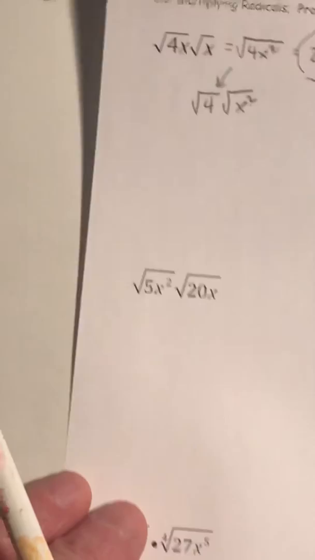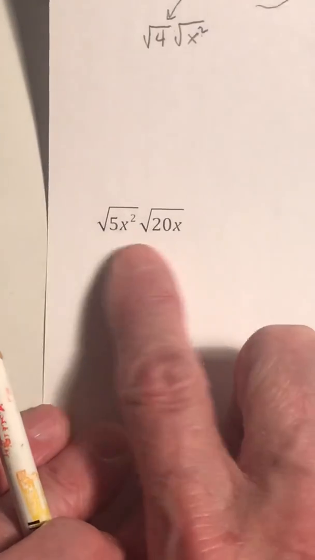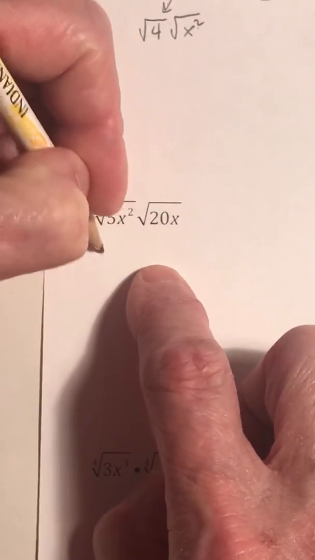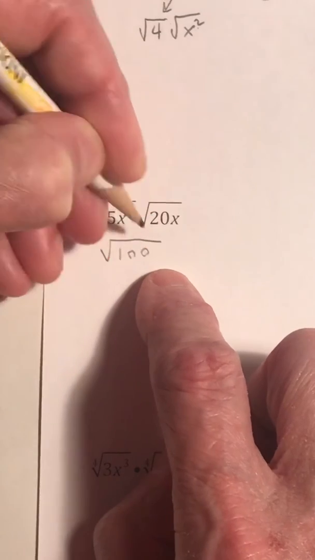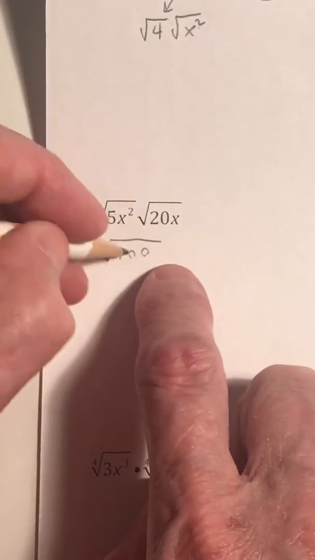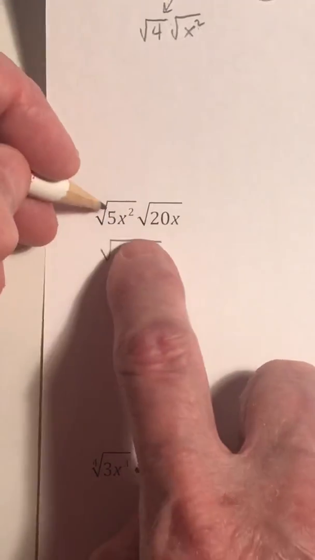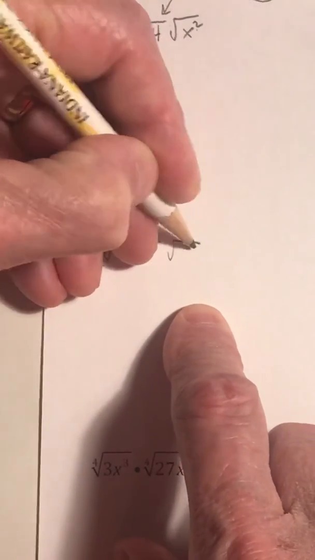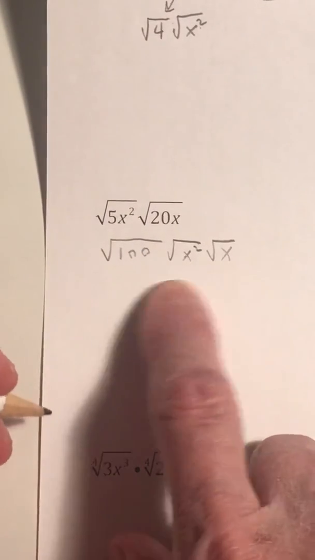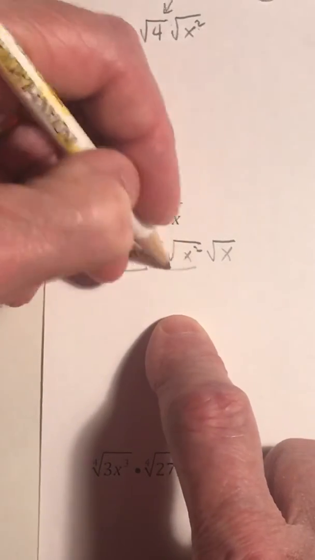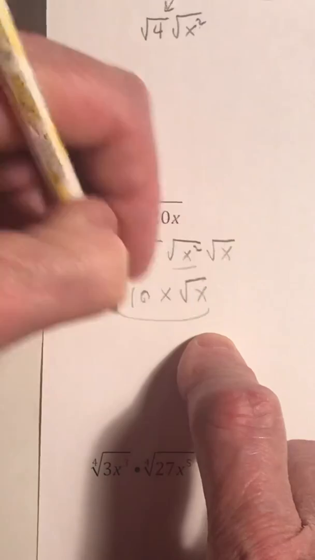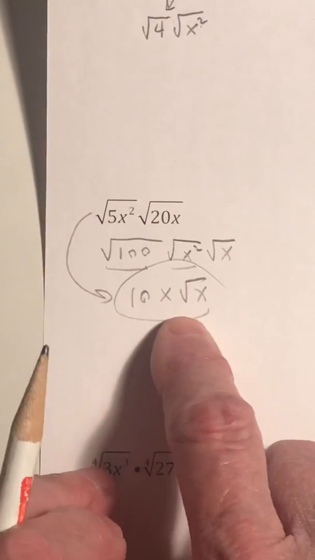Okay, on to the next one. It's a square root times a square root. And if I multiply the numbers together, 5 times 20 makes a nice perfect square 100. And you know, I could make this 100x cubed right now, but why waste all that time? X squared is a perfect square. That's not going to go any further than that. So we change that and we change that. That becomes a 10. That becomes an x. So this simplifies to 10x square root x.